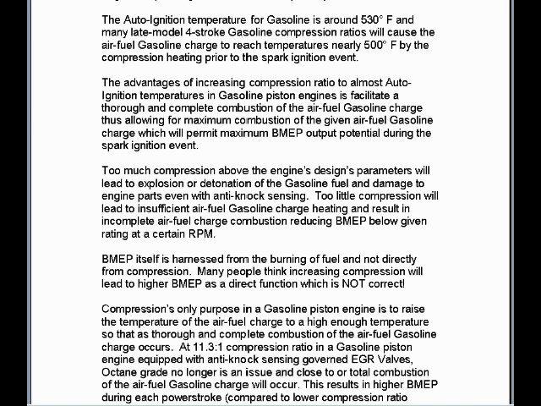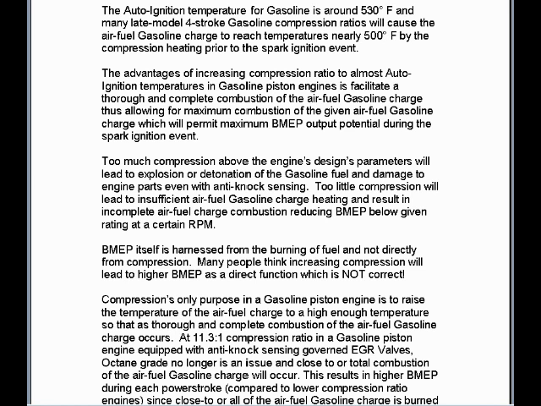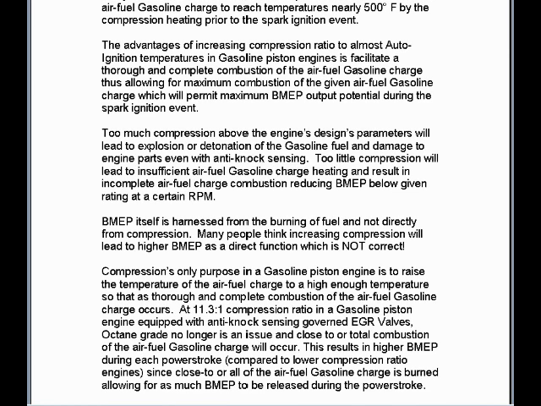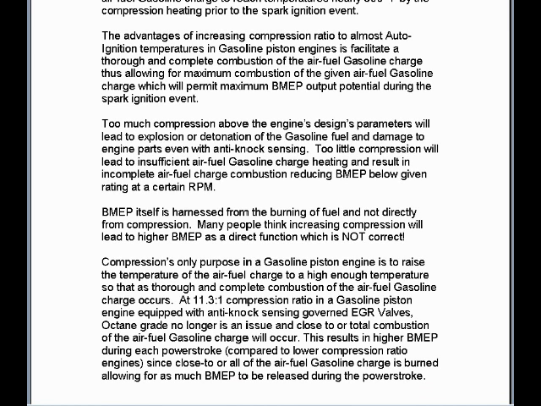At 11.3 to 1 compression ratio in a gasoline piston engine equipped with anti-knock sensing and governed EGR valves, octane grade is no longer an issue, and close to or total combustion of the air-fuel charge of gasoline will occur. This results in higher BMEP during each power stroke compared to lower compression ratio gasoline piston engines, since close to or all of the air-fuel gasoline charge is burned, allowing for as much BMEP to be released during the power stroke.